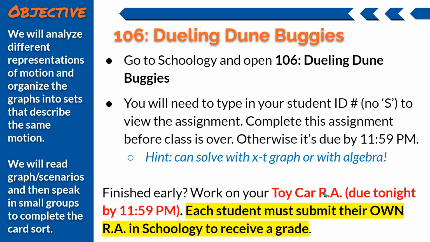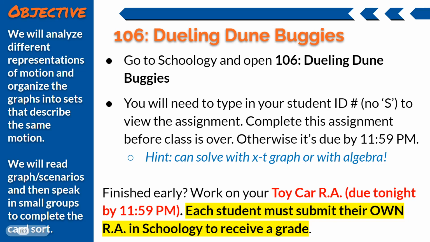If you do finish early, then you can work on your toy car RA, which is due tonight by 11:59 p.m. and everybody's turning that in. That is not one lab per group. That is every person turns in their own lab. Yes, you have the same data as the other members of your group, but the rest of it needs to be done on your own. I don't mind if you talk to them about it, but you should not have identical explanations and things like that. It needs to be in your words, not in your neighbor's words.